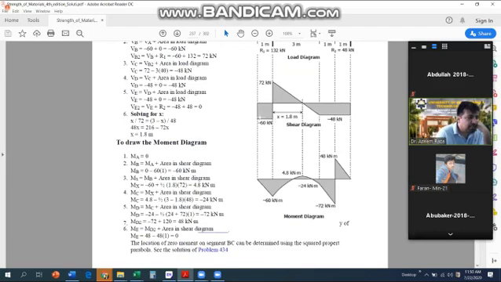Constant shear, straight line. And between this point, continuous decreasing load, constant decreasing shear between point B and X.